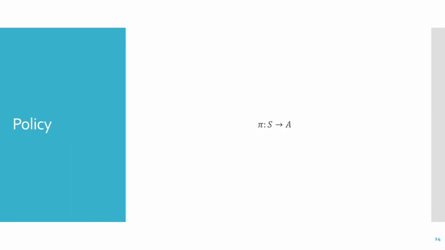A policy is any function pi that takes inputs from S and produces outputs from A. That is, it takes a state and produces an action. It's a mapping from states to actions. We say that we are executing some policy pi if whenever we are in state S, we take action A according to that policy.